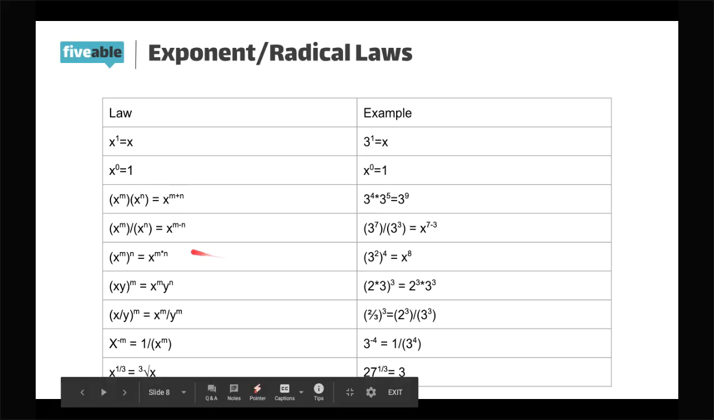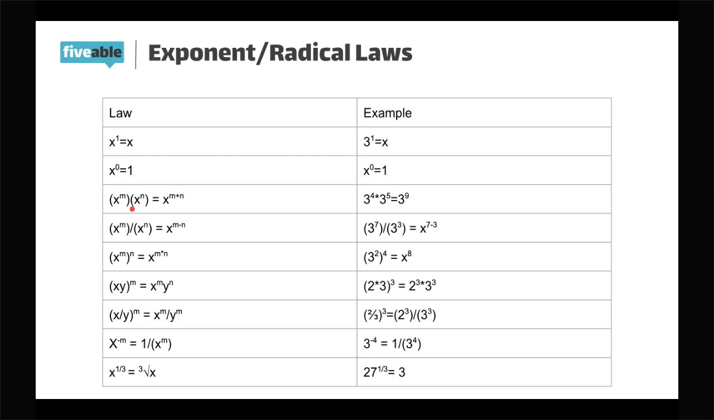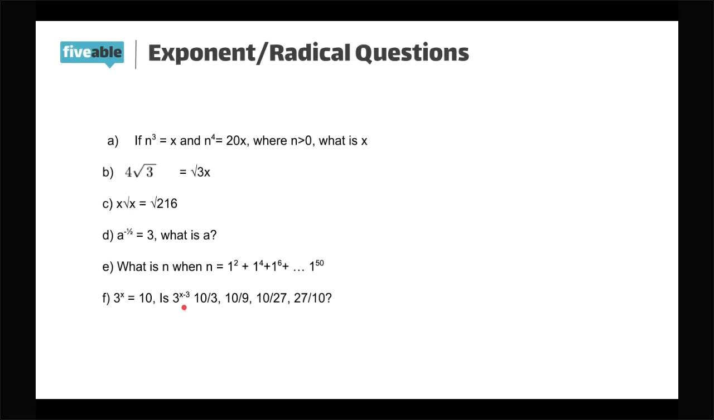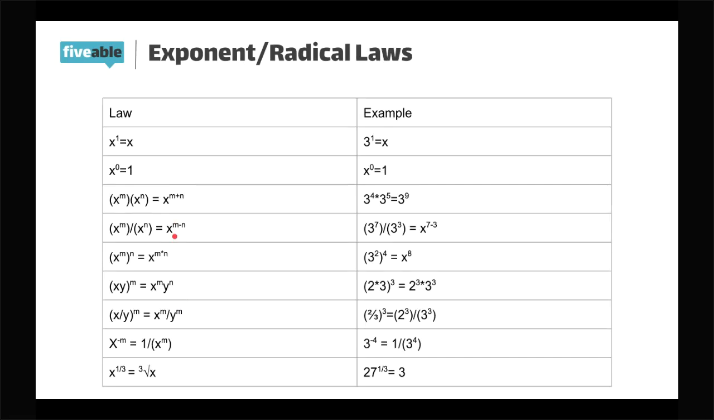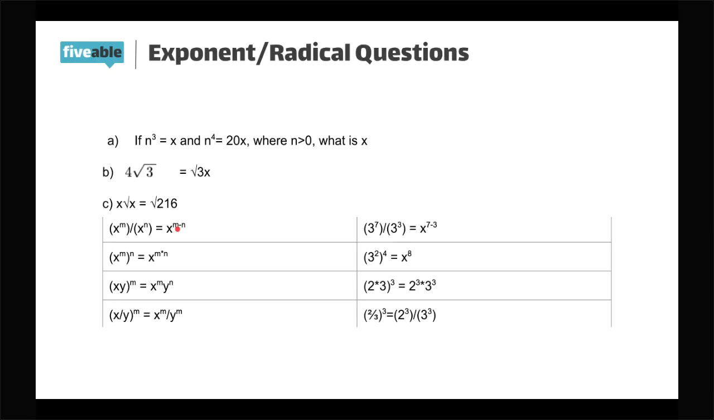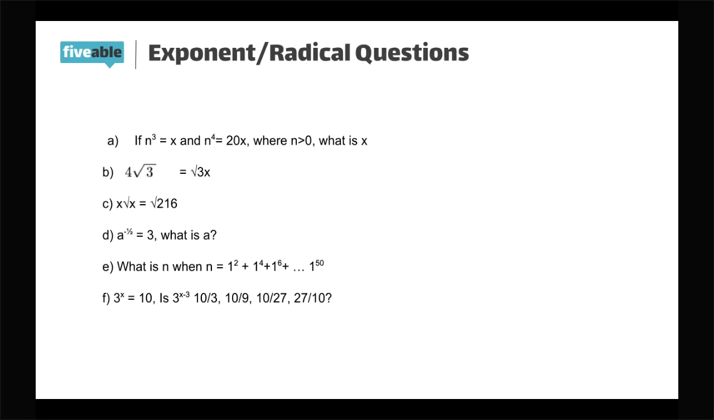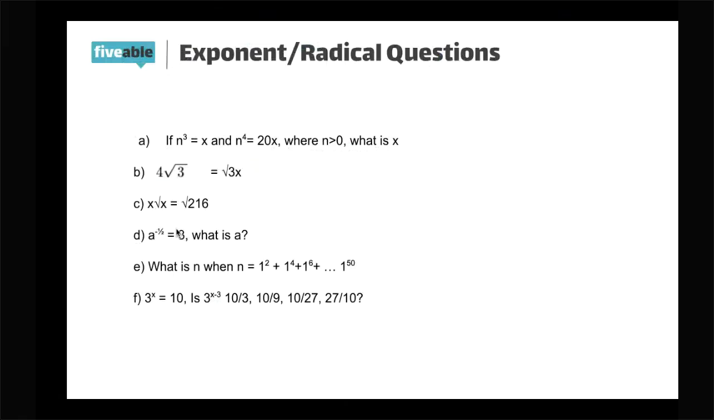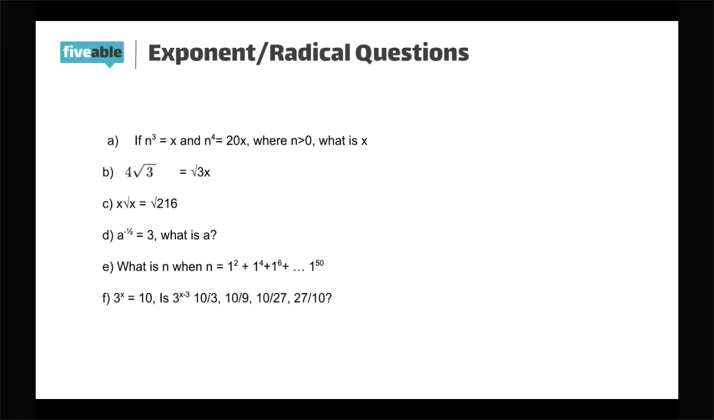We look at our exponent rules, and we see this one, the subtraction right here. Remember, they have the same base. x to the m over x to the n equals x to the m minus n. So we can look at our question here. We have 3 to the x minus 3. So m is x, and n is 3. So we can turn this into 3 to the x over 3 to the 3. Does everyone get how to do that? There we go.